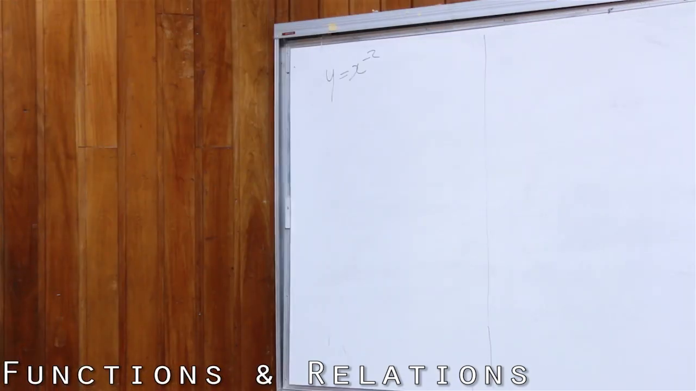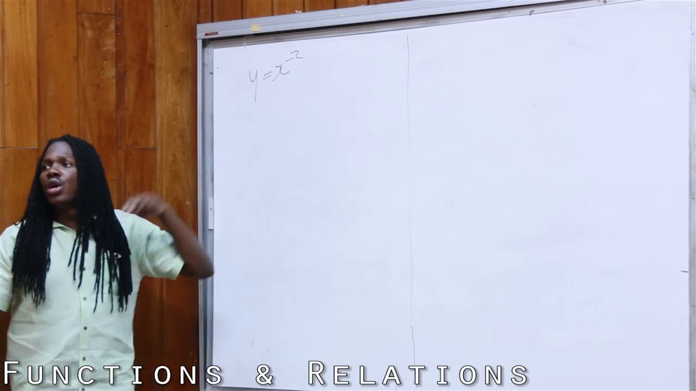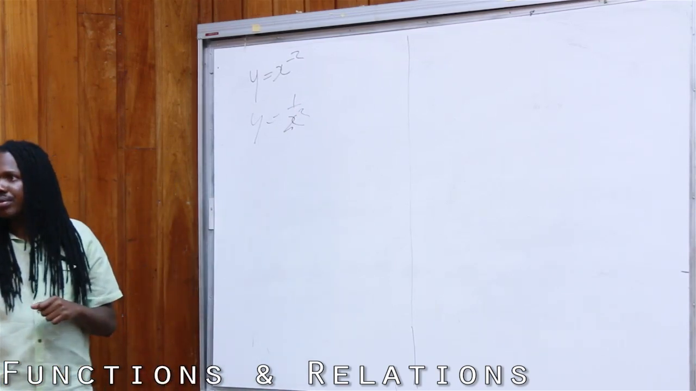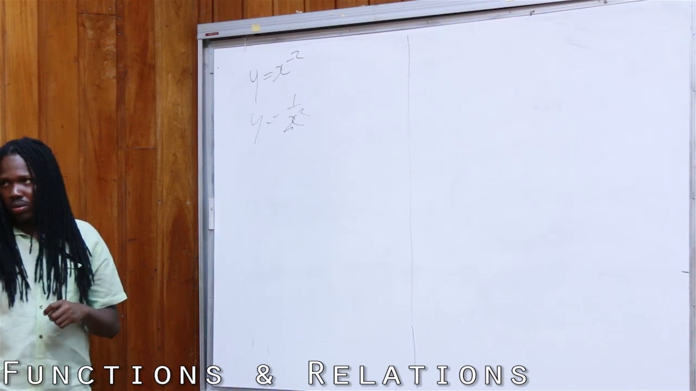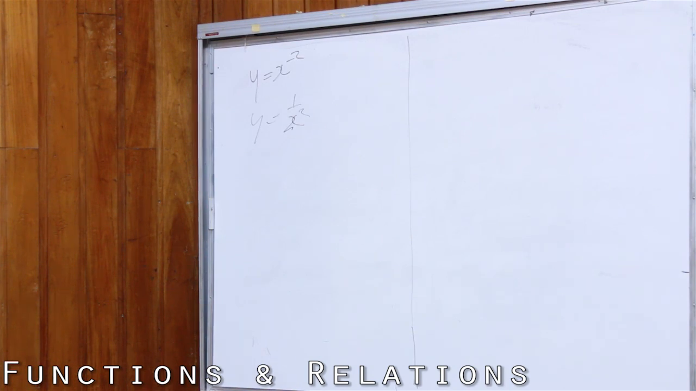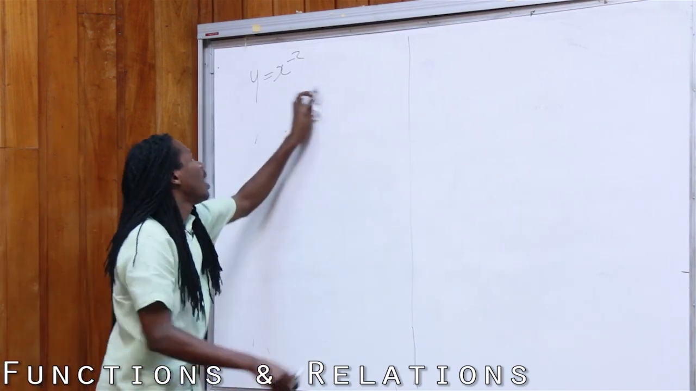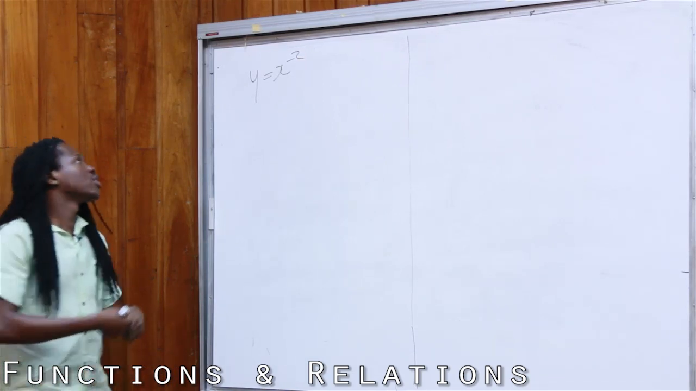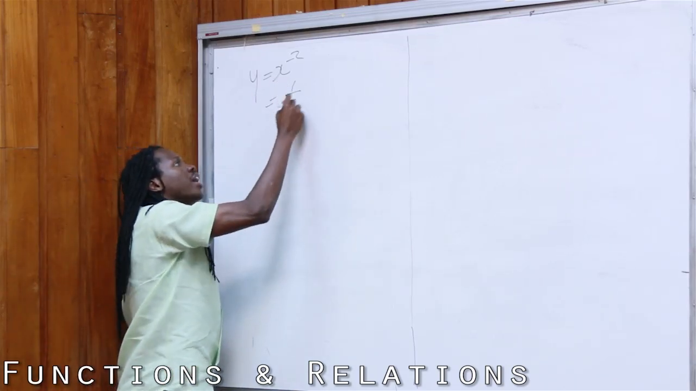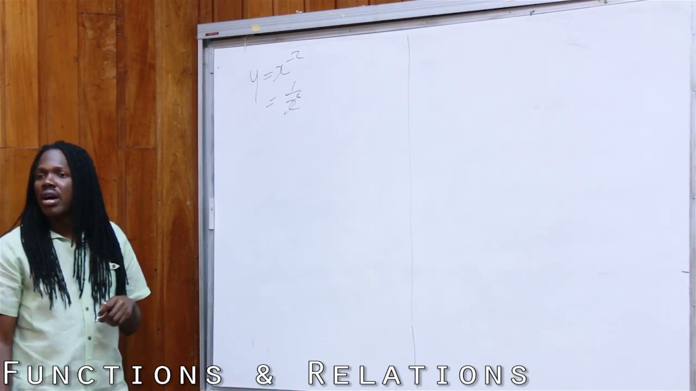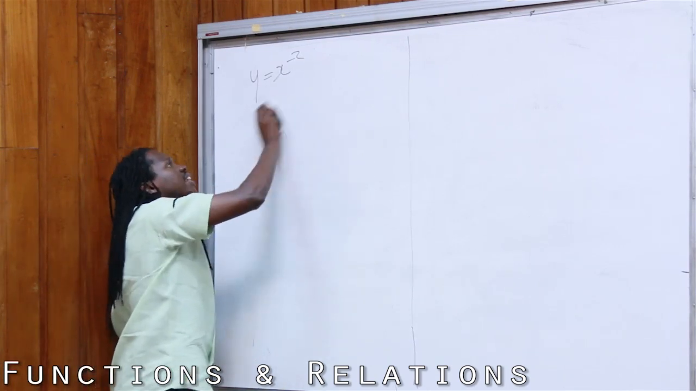If y equals x to the minus 2, then it means that y is equal to 1 over x squared. You understand that? Remember indices? Anything raised to a negative power means what? It is 1 over the thing. So x to the minus 2 is equal to 1 over x squared. Same topic. You understand?